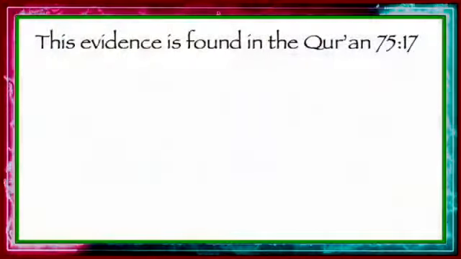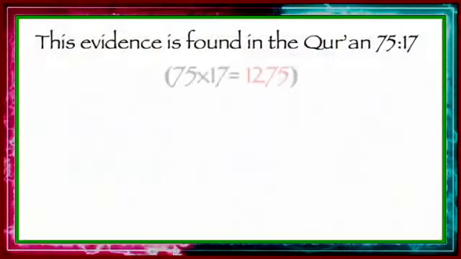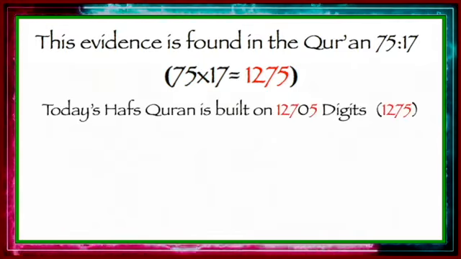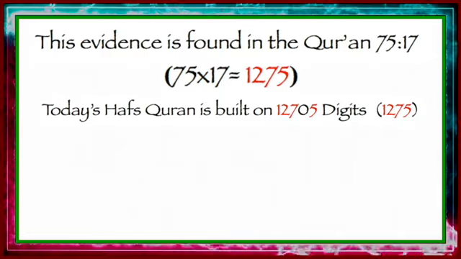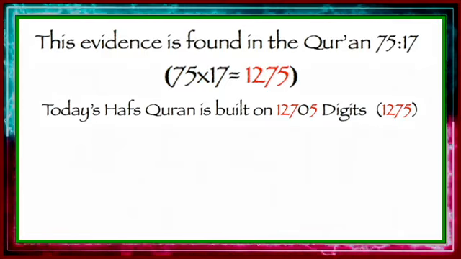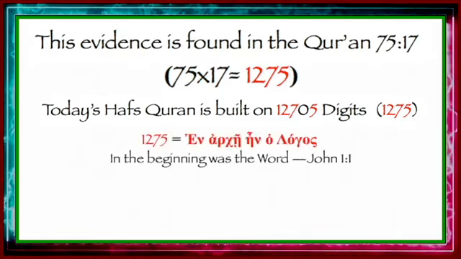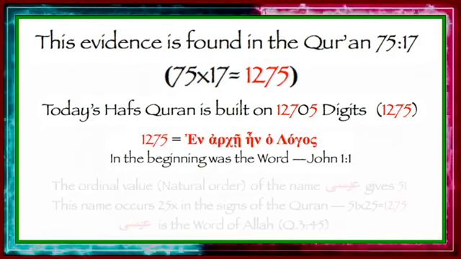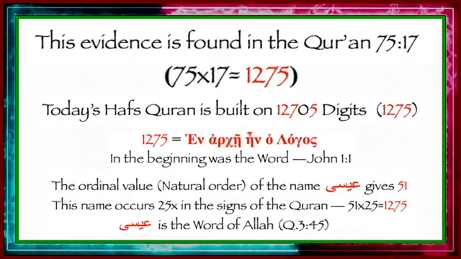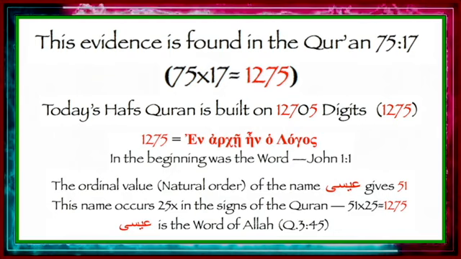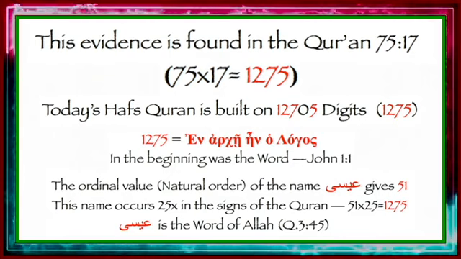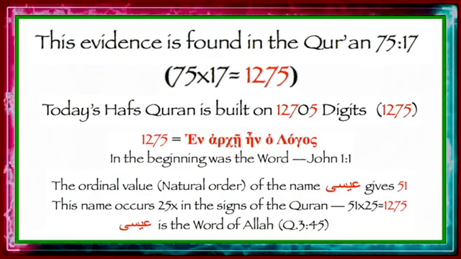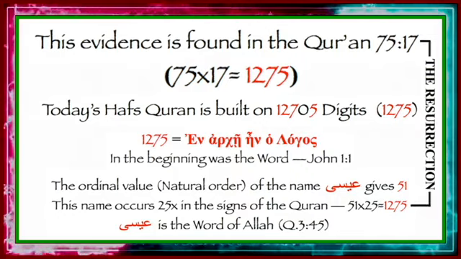This evidence is found in chapter 75, verse 17. 75 times 17 equals 1275. Today's Hafs Quran is built on 12,705 digits. 1275 equals the Greek words found in John chapter 1, verse 1. In the beginning was the Word. The ordinal value, or the natural order, of the name of Isa gives 51. This name is mentioned 25 times in the signs of the Quran. 51 times 25 equals 1275.